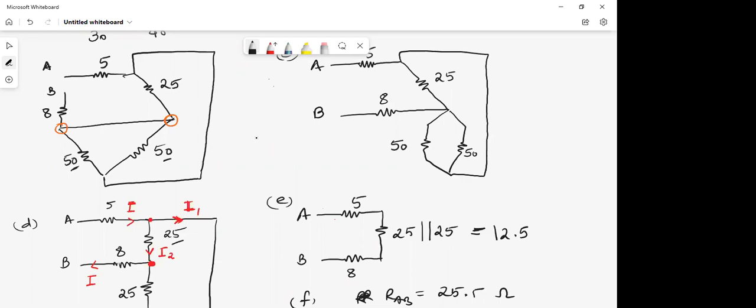Please have a look at this step C. 50, 50 are in parallel. Whatever current is coming, some part will be going towards this 8 and some part will be going towards 25. Again, it will be divided. Some part will go towards 5 and some part will go over here. That's the reason it is not in parallel.